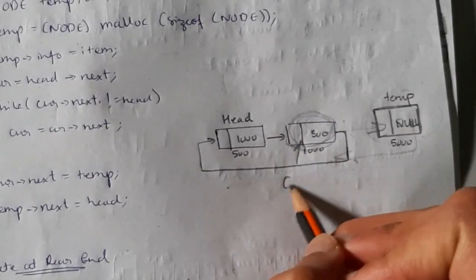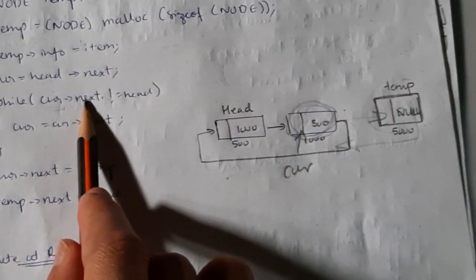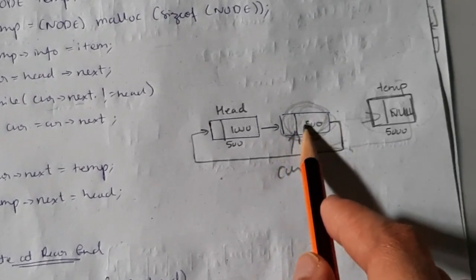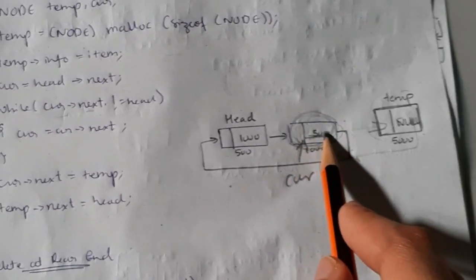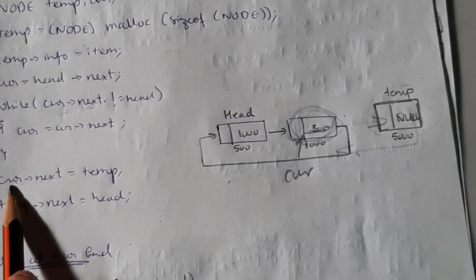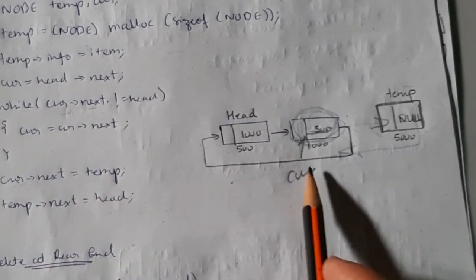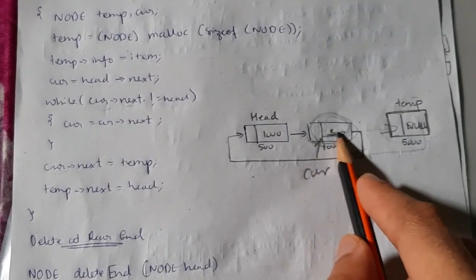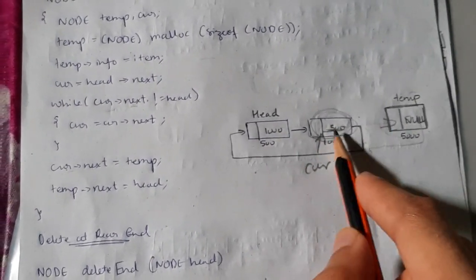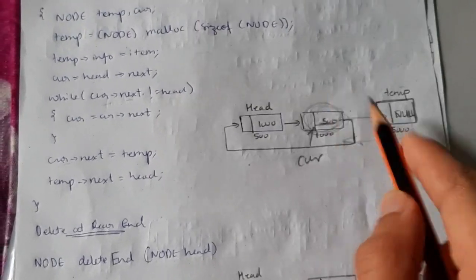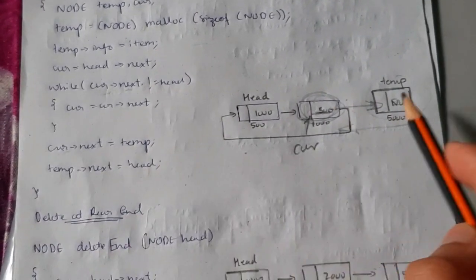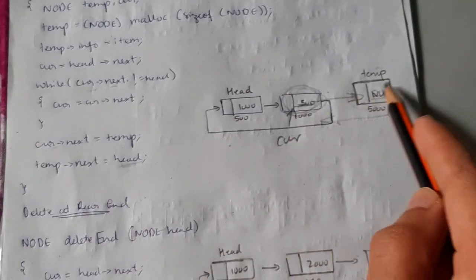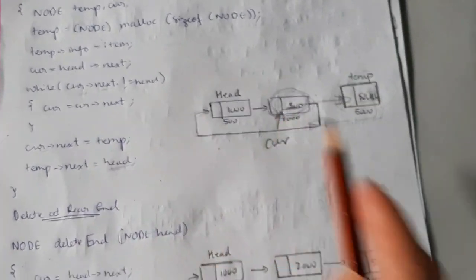See, this is current. Then while current arrow next is not equal to head, meaning this is only having one node, so current arrow next is head. See, current arrow next is head, so it will come out of this loop, and current arrow next is equal to temp. So current arrow next, this will point to this here, okay. So a connection will be made between these both, and next is temp arrow next is equal to head. So this part, temp arrow next, will be head. So this will be pointed to head here, okay.